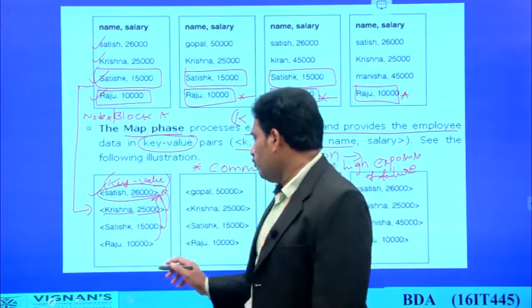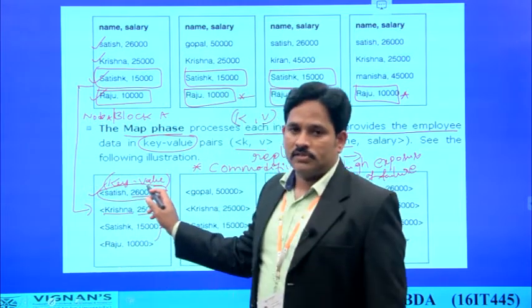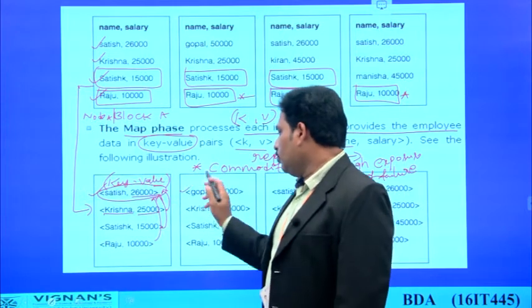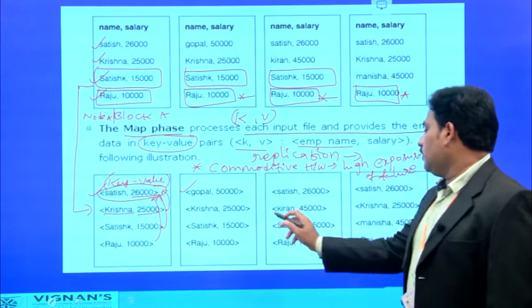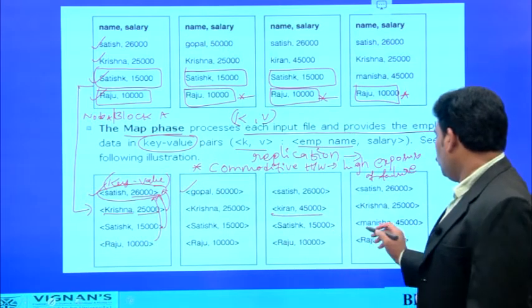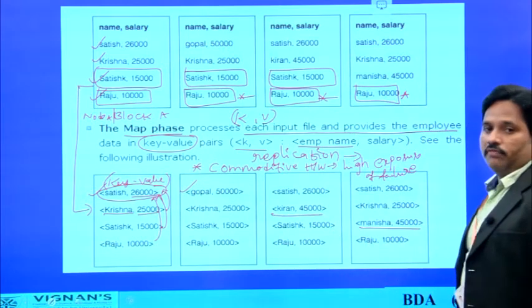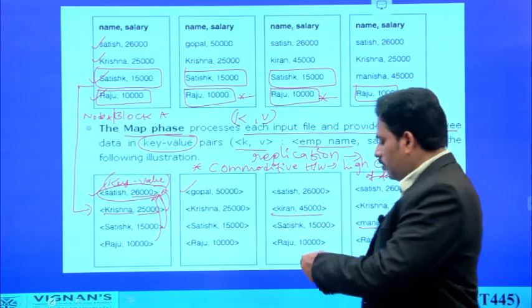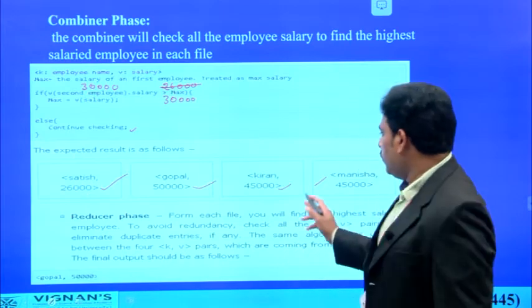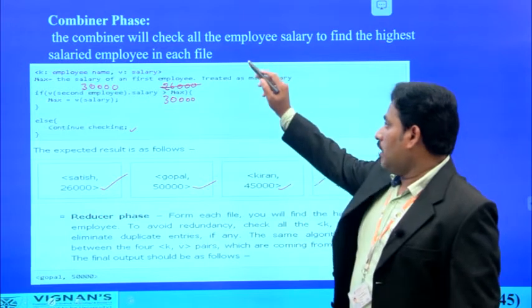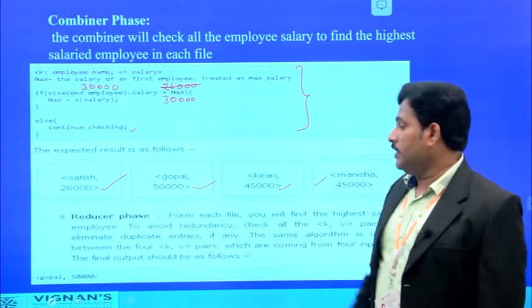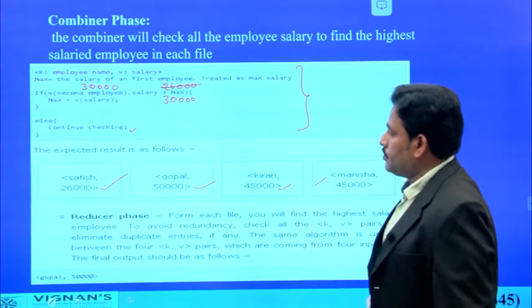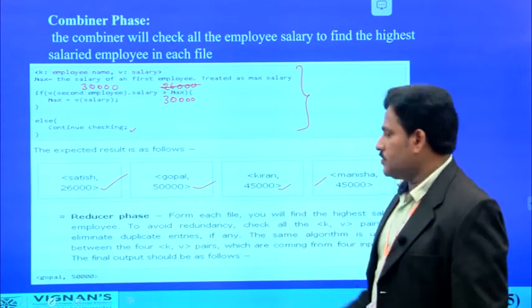That means, from node 1, Satish has 26,000 as the highest salary. From node 2, Gopal has 50,000. From node 3, Kiran has 45,000. From node 4, Manisha has 45,000. Now, from the 4 records, what we retrieved here after applying the combiner phase, with the help of this sample conditional if statement, we found 4 records.